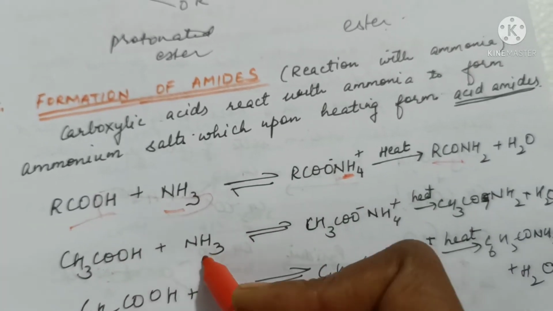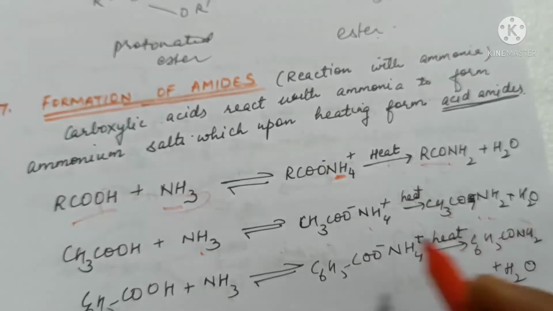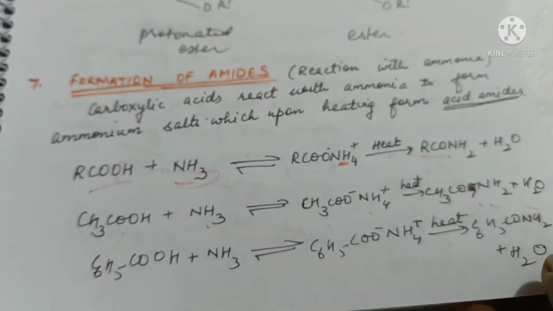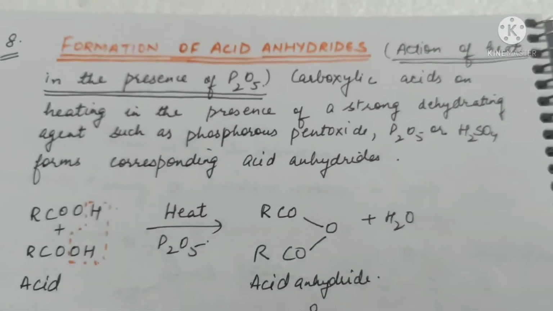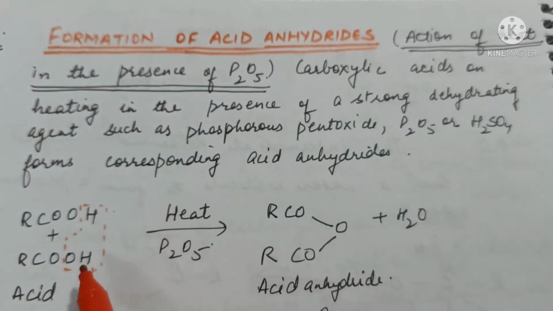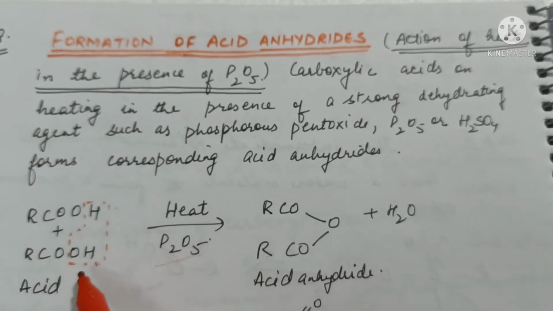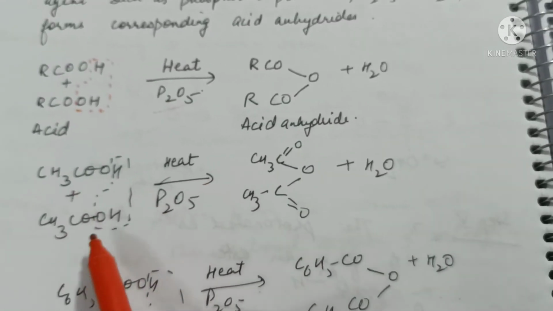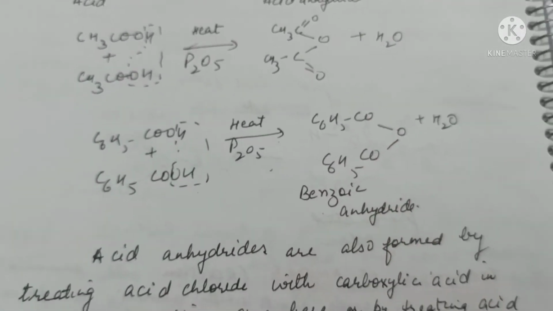Similarly, acetic acid plus ammonia will form ammonium acetate, which decomposes on heating to form acetamide and water. Benzoic acid plus ammonia will form ammonium benzoate, which on heating will form benzamide and water. Formation of acid anhydrides. Phosphorus pentaoxide is a dehydrating agent. When two acids are made to react with each other in presence of the dehydrating agent phosphorus pentaoxide, water is removed and these two join to form acid anhydride. Acetic acids will combine to form acetic anhydride. Benzoic acid will combine to form benzoic anhydride.